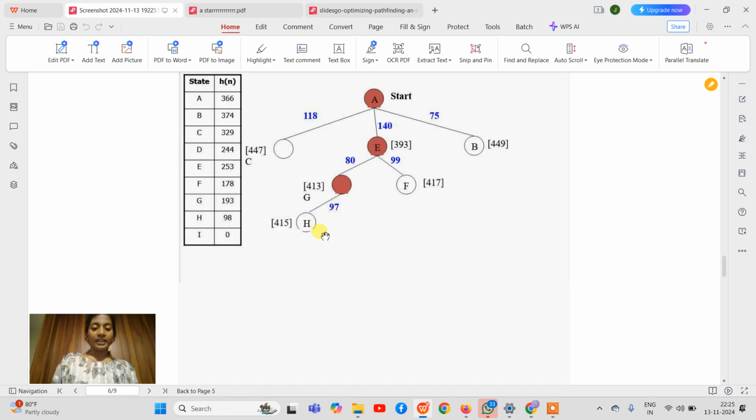Node G will end up in H. The heuristic value of H is 98. So we'll be adding 98 plus 97 plus 80 plus 140, which will result in 415. It has only one node, so we'll stop with this.